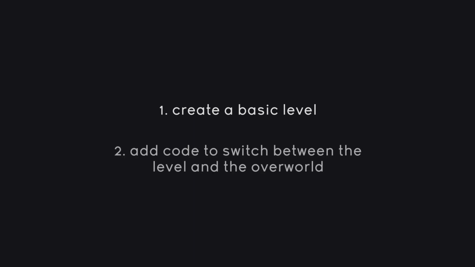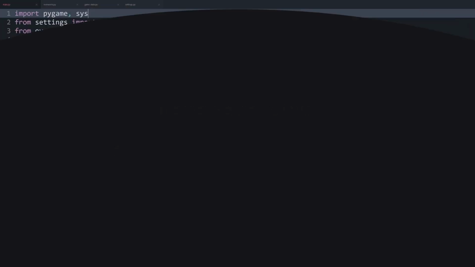And then for the second part, we have to figure out how to switch between the overworld and the level. And that is going to involve moving around a couple of methods. But let's go through this step by step and let's first create a level.